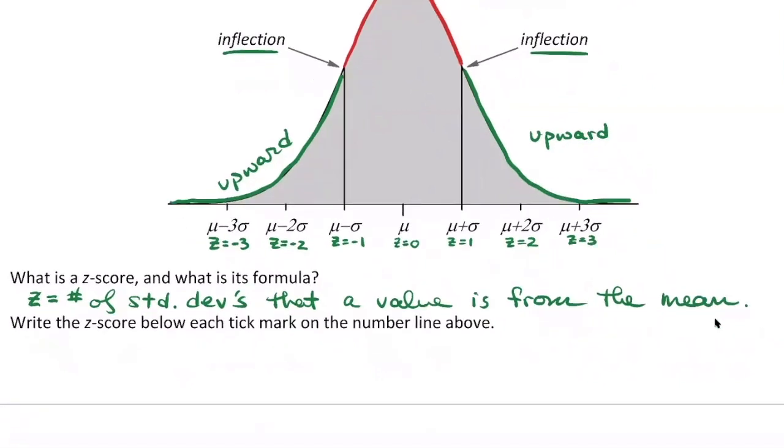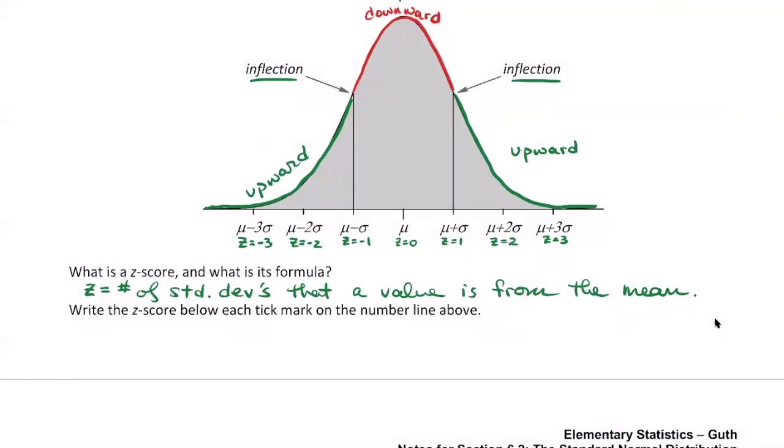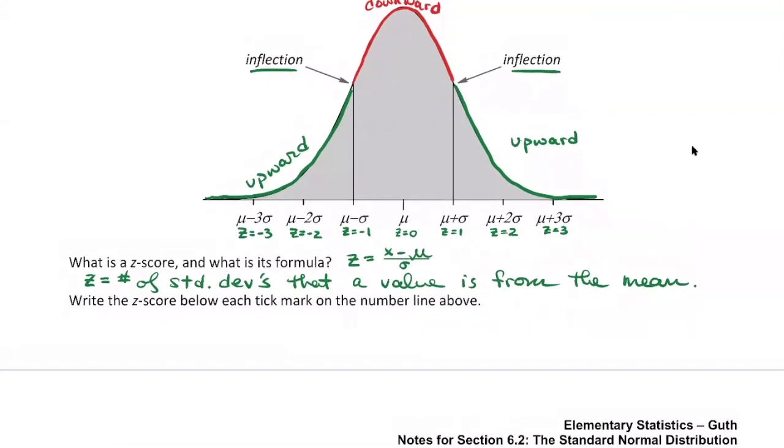Okay, so I got that covered. It does ask for the z-score formula here, so let's squeeze this in. So the formula for z is x minus mu over sigma. Like that. And I think we're good there. Any questions? So the inflections occur where z is 1 and z is -1.